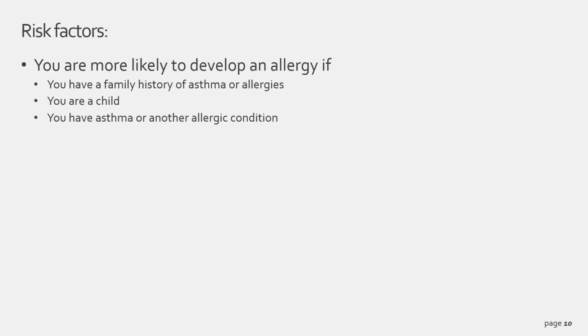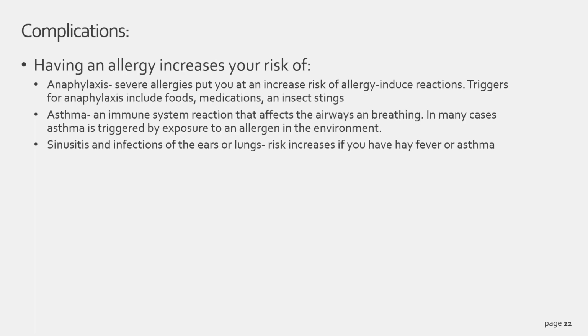Risk factors. You are more likely to develop an allergy if you have a family history of asthma or allergies, you are a child, and you have asthma or another allergic condition. Complications. Having an allergy increases your risk of anaphylaxis. Severe allergies put you at an increased risk for allergy-induced reactions. Triggers for anaphylaxis include food, medications, and insect stings.